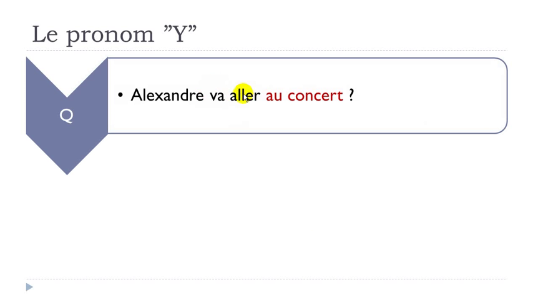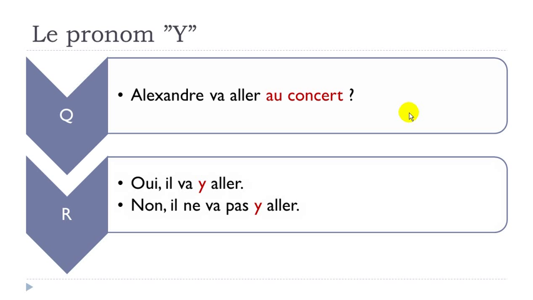Alexandre va aller au concert? So it looks a bit strange, sorry about that. He's going to go at the concert. I know, I know, but it's just to show you how it works, and I don't want to change the sentence, okay? So, oui, il va y aller. Okay, so you can see here now that this pronoun y should be before the second verb, okay? Il va y aller.